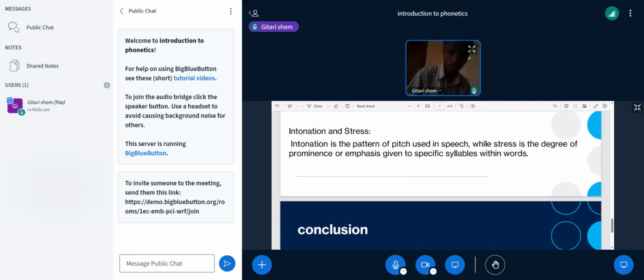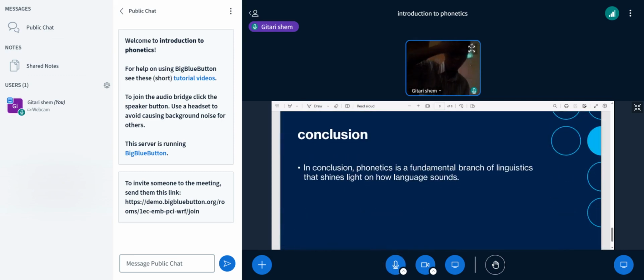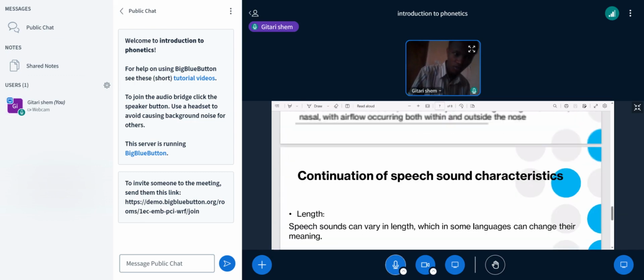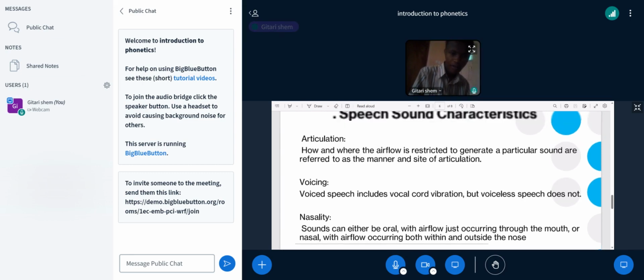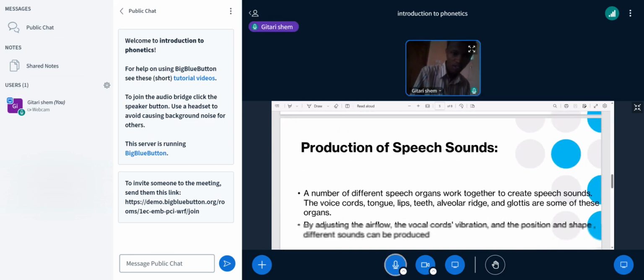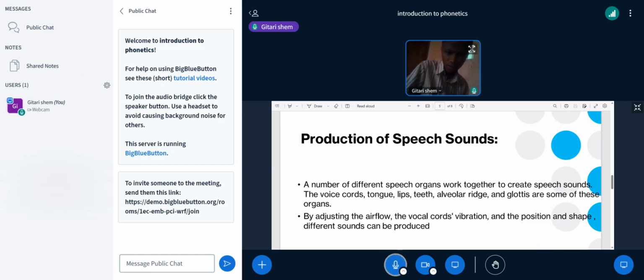Conclusion of Introduction to Phonetics. In conclusion, phonetics is a fundamental branch of linguistics that shines light on how language sounds. So in phonetics, we learn about how language is produced, the process in producing it, how air is constricted from the body through organs like the tongue, the lips, the teeth, the alveolar ridge, the glottis. Yes, those are some of the organs.